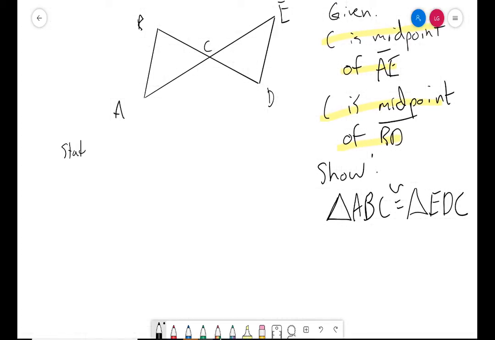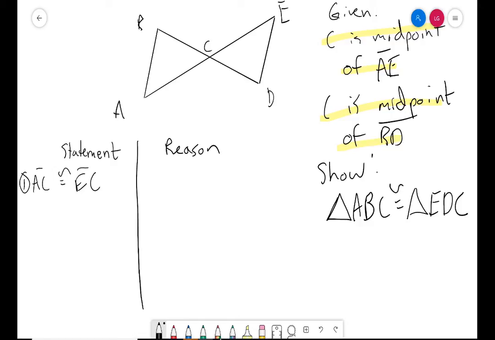Statement. Reason. Statement 1: Side AC is congruent to side EC. Why? Well, we just covered it a few moments ago. That's the definition of midpoint. C is the midpoint of AE.